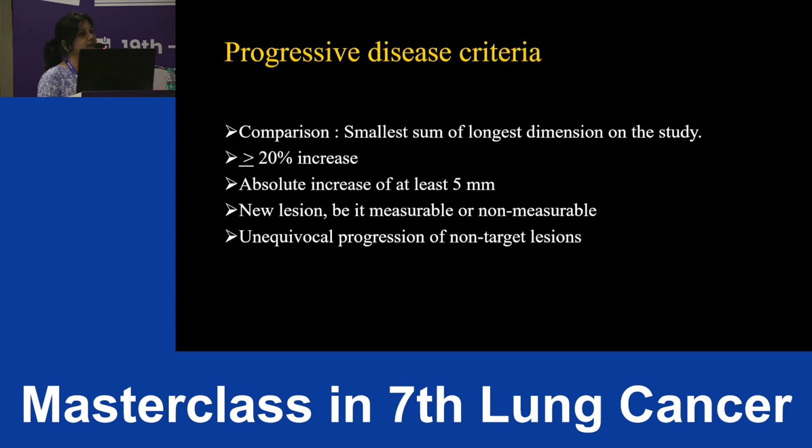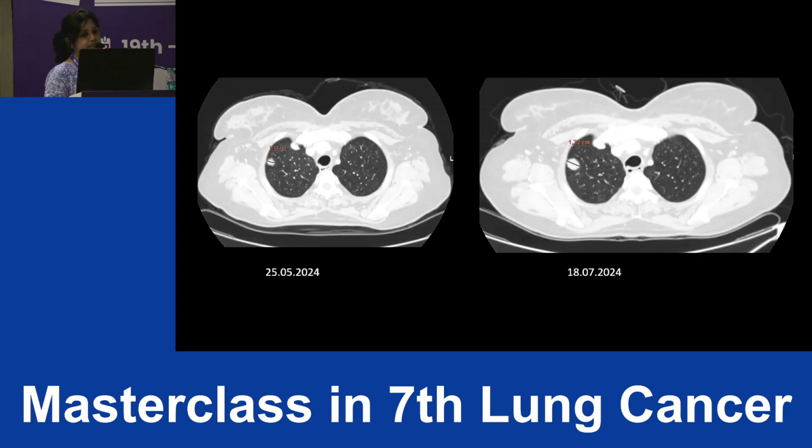What is the criteria for progressive disease? Remember the comparison has to be made with the smallest sum of the longest dimensions on the study. This smallest sum can be the baseline scan, the immediately prior scan, or any interim scan. The criteria is a 20% or more increase with an absolute increase of at least 5 millimeters, or a new lesion, be it measurable or non-measurable, or unequivocal progression of non-target lesions.